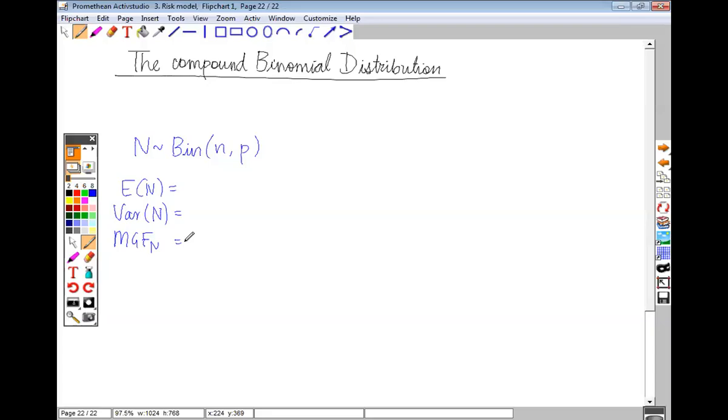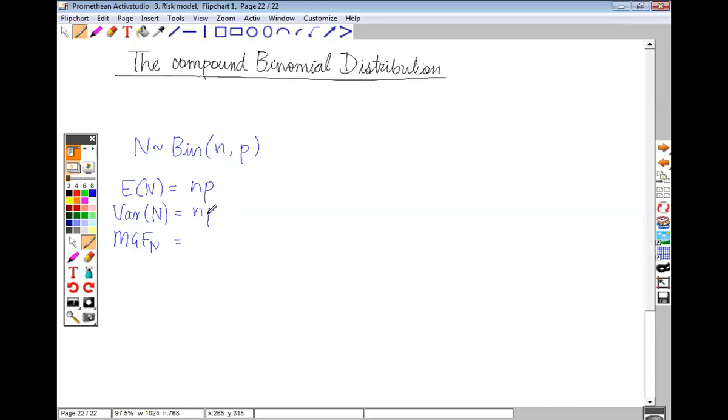What is my expectation of N here? Anyone? What would be my expectation of N in this case? N into P. Exactly, Prajakta. N into P. What about variance? What will be my variance? N into P into Q.